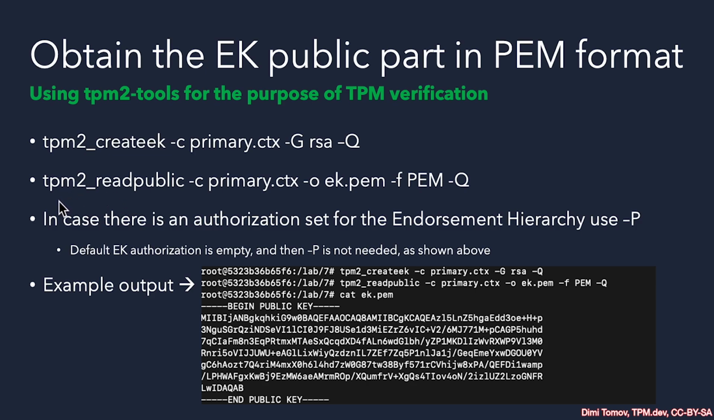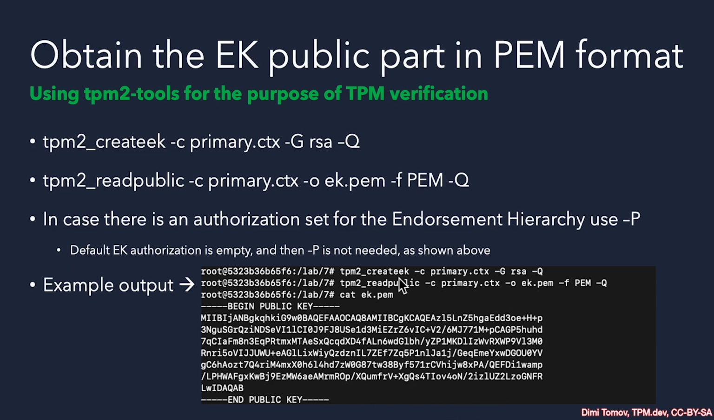Then by using the tpm2_readpublic tool, we extract the public part of the EK and we instruct the tool to convert to the PEM format using the -f argument. The -Q you see in both commands is for the tools to not print messages in the terminal. Instead, we'll just receive the result, which is the EK PEM. And of course, do not forget to provide the authorization for your endorsement hierarchy.